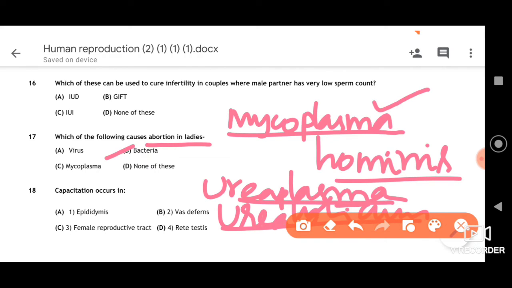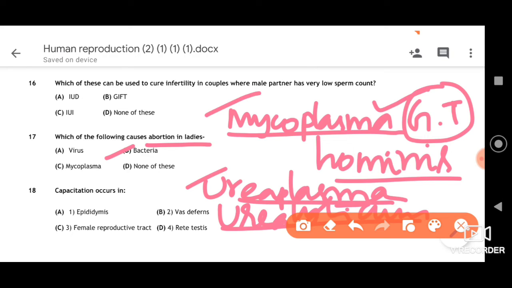And of course they can be present in the genital tracts of healthy men as well as women, but a greater presence of Mycoplasma as well as Ureaplasma urealyticum can raise the risk of miscarriage or abortion. So the right option here is bacteria.